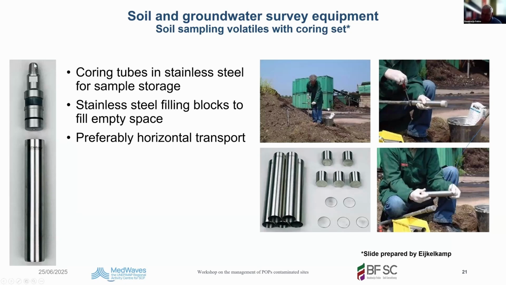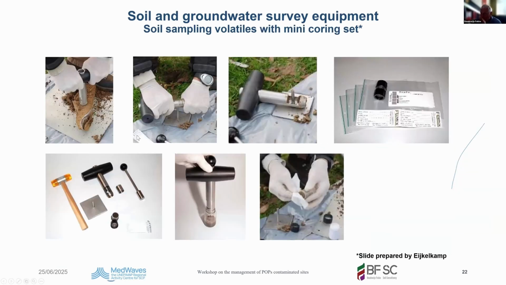So here is the device to add this tube, and this one is the same distance as this one to avoid headspace, and this is the cap under, and this can be done manually. This is a small coring set, and here this is used for volatile components.